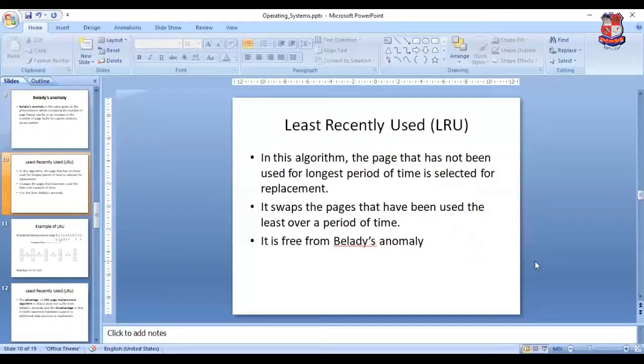Next one is least recently used. In this algorithm, the page that has not been used for the longest period of time is selected for replacement.